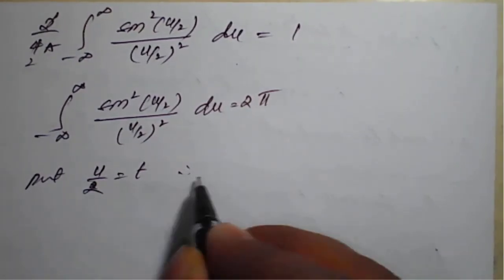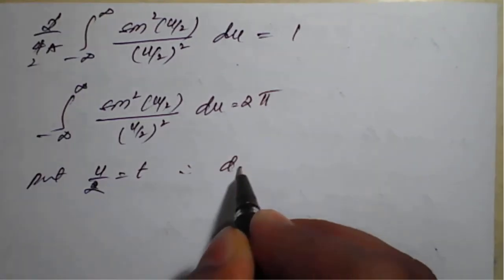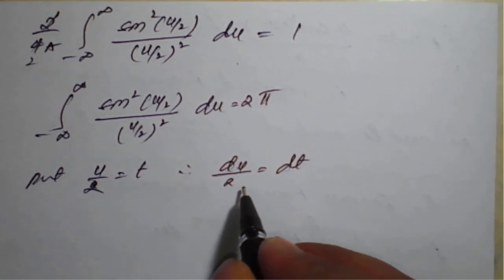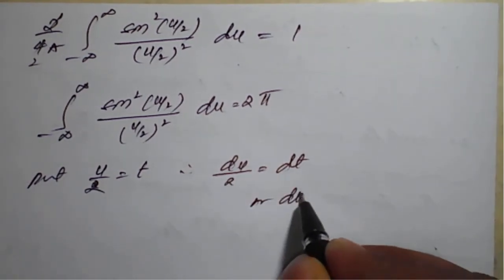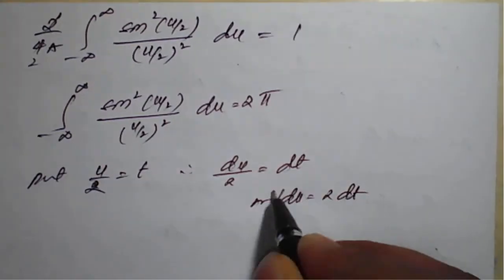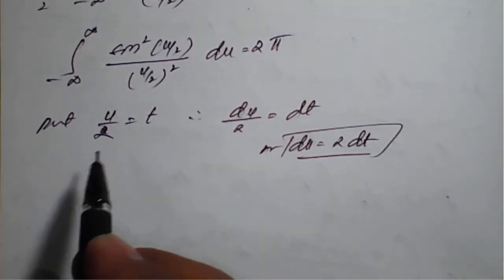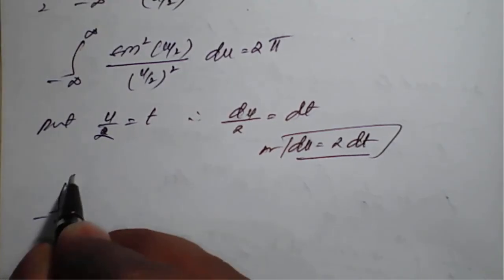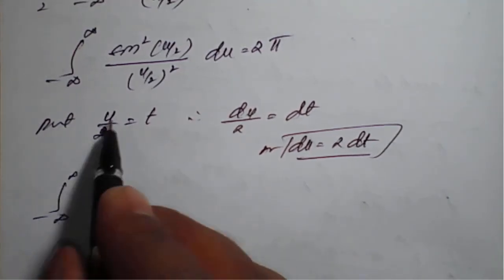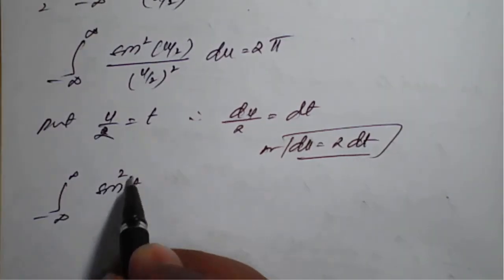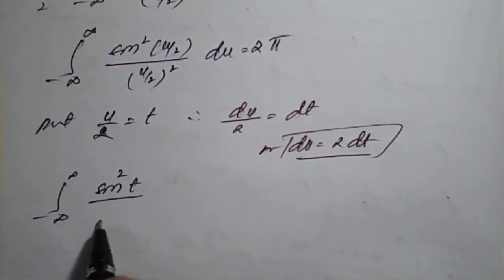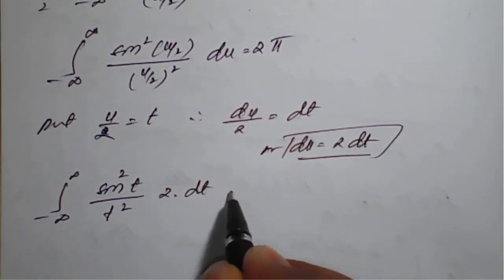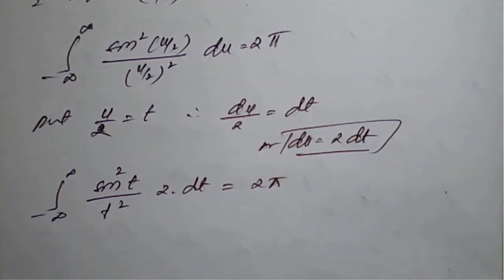or put u upon 2 is equal to t. So therefore what happens here, differentiate, du upon 2 is equal to dt, or we can say that du is equal to 2 times dt. So therefore all replacement, it is nothing but integration minus infinity plus infinity sine square t upon t square, du is replaced by 2 times dt is equal to 2 pi.